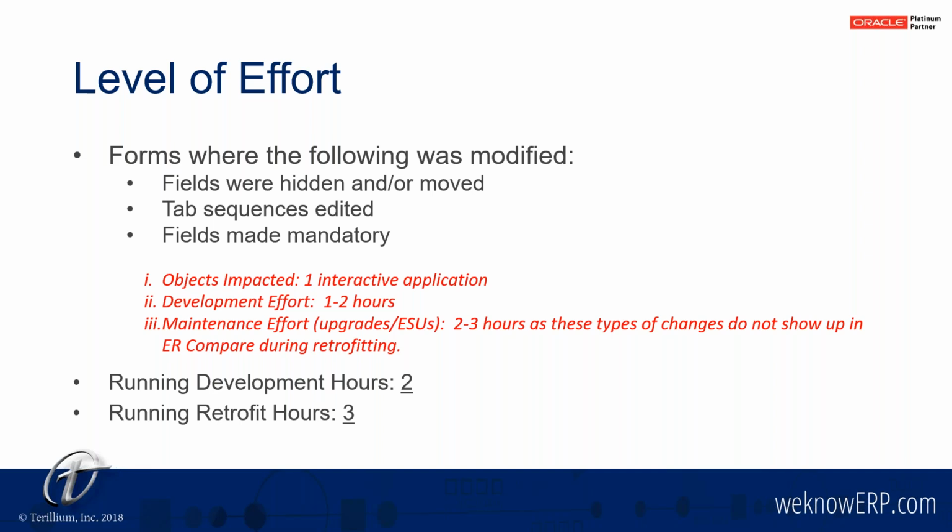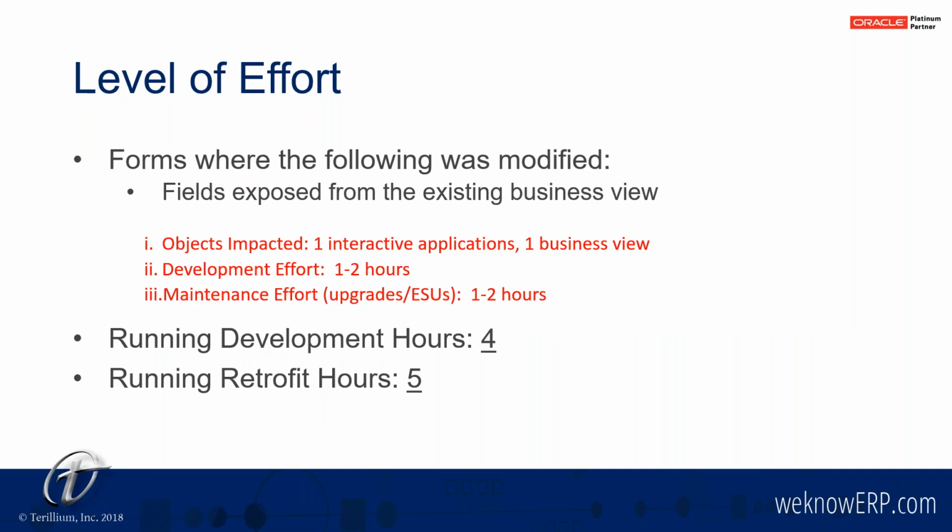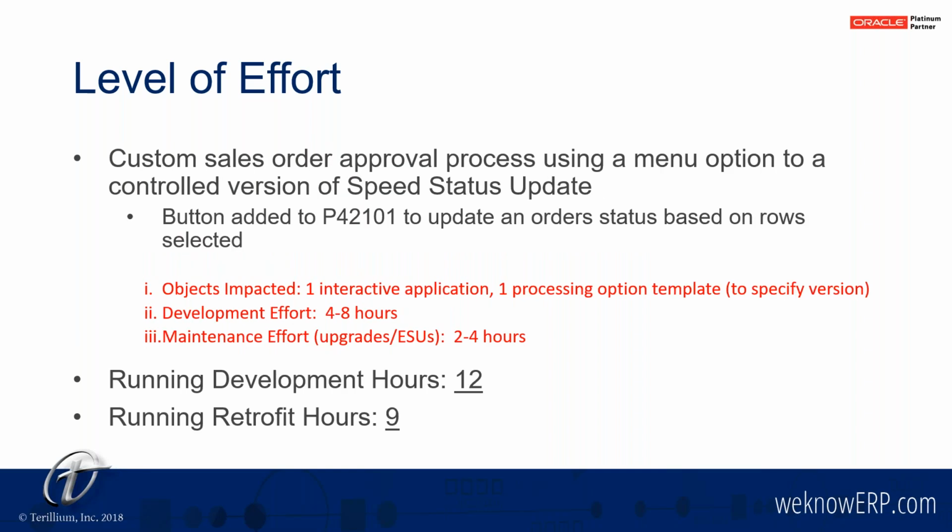So at the bottom of these slides, I'm going to keep a rolling development hours and retrofit hours. So you can see as of right now, we're at maybe about 2 development hours and 3 retrofit hours. For our second option, we have the forms where we exposed fields that were in the existing business view already. So objects impacted would be 1 interactive application, 1 business view. You've got a development effort of about 1 to 2 hours to get it working, and also a continuous upgrade effort when you apply ESUs of 1 to 2 hours. So now we're up to about 4 hours of development and 5 hours of retrofit.